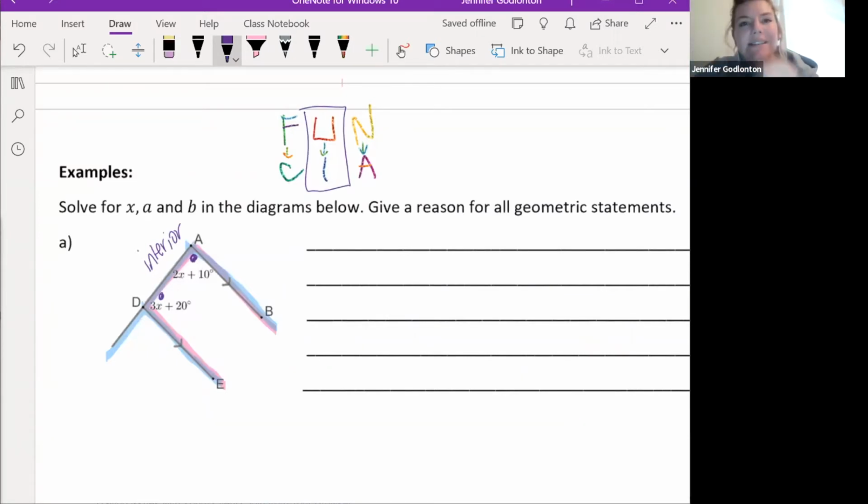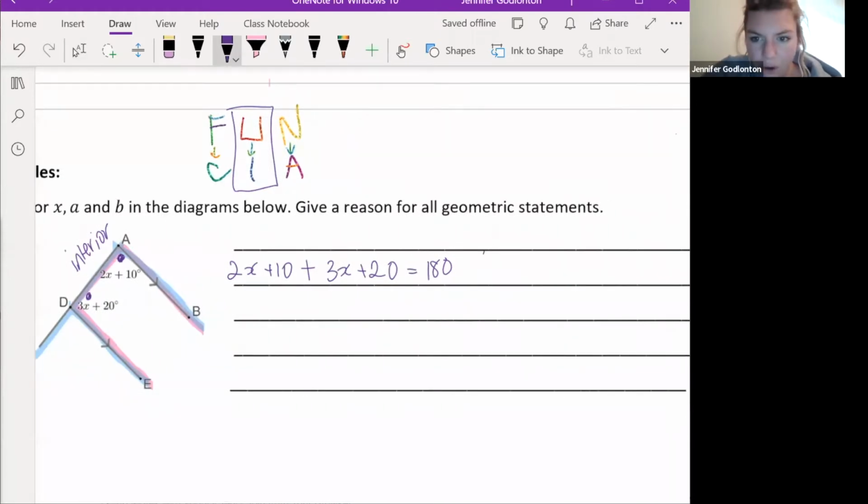Okay, and then we're going to do exactly what was just told to us. We are going to say 2x, sorry, let me just go down one line. 2x plus 10 is going to be plussed together with 3x plus 20, and that's going to equal 180 degrees. Okay, and then we're going to give our reason for that. So we're going to say because co-interior angles equal 180 degrees when AB is parallel to CD.